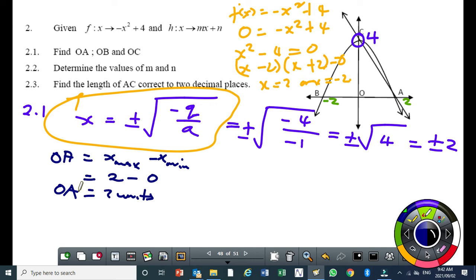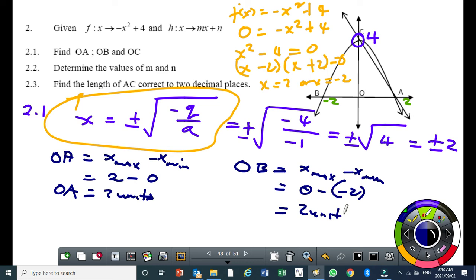Right? So that's the first one there. Then, get the length of OB is the same thing. So it will be x max minus x minimum. The reason why I prefer to use the formula is because some learners will give you a wrong and negative answer for the distance, which is incorrect. So it's better to just use the formula. X maximum, that will be 0, minus x minimum, that's minus 2. So you get again 2 units.